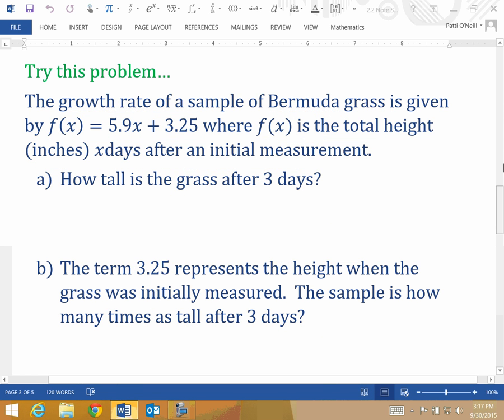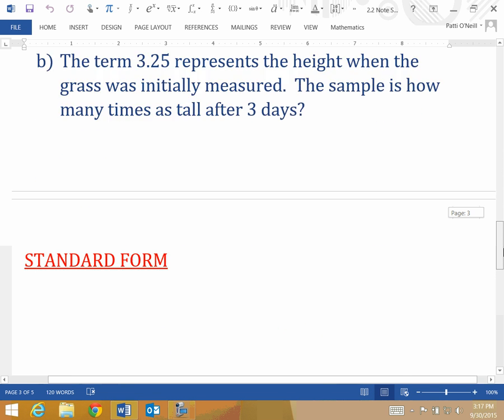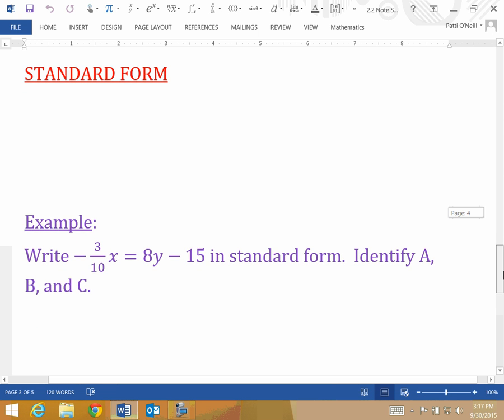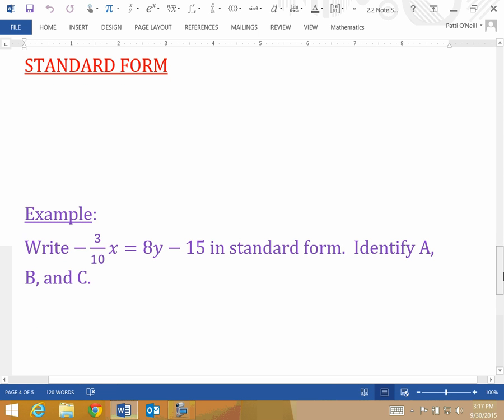We're almost done with this section, believe it or not. It's not too much longer. The next idea that we have to deal with is called standard form. And standard form is that form that I mentioned earlier at the beginning of the video. That's the form where the variables are both on the left-hand side. So our linear function fits the form ax plus by equals c.